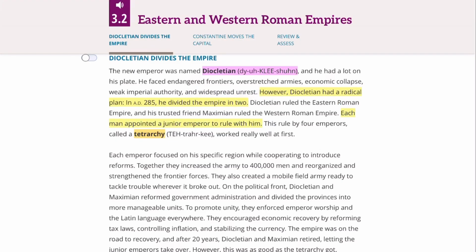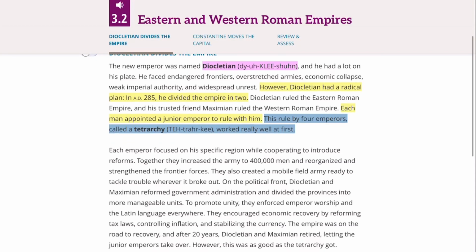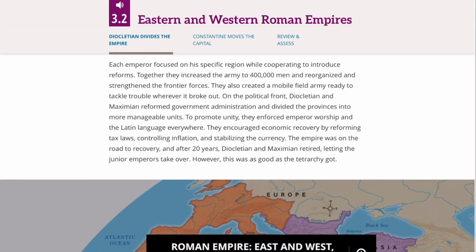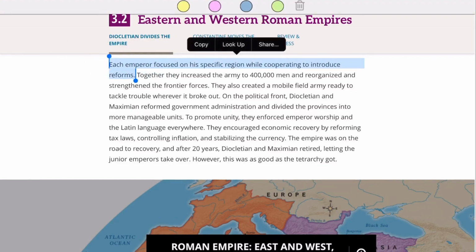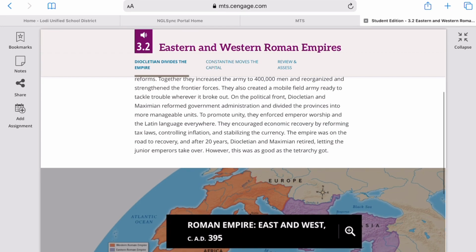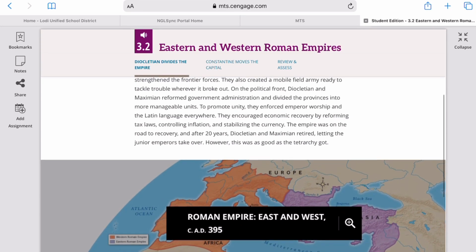In order to respond to attacks from different sides of the empire, together they raised their army to about 500,000. They reorganized and strengthened the frontier forces. They also created a mobile field army ready to tackle trouble whenever it broke out. On the political front, Diocletian and Maximian reformed the government administration and divided the provinces into more manageable units. To promote unity, they encouraged emperor worship and the Latin language as the official language of the empire.